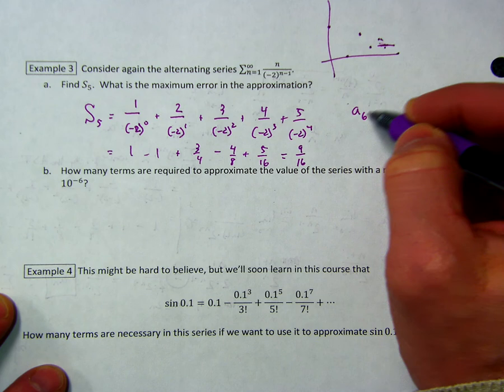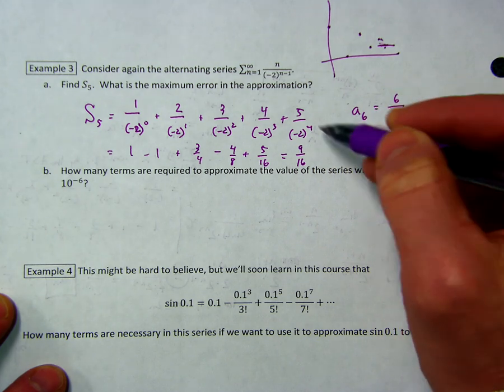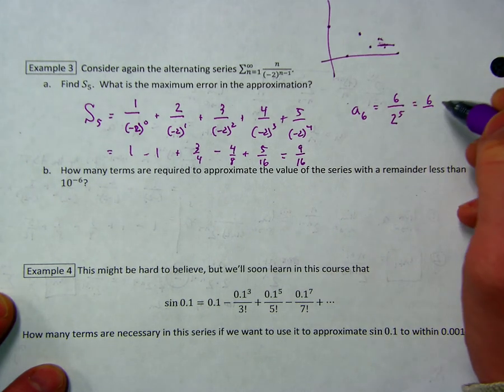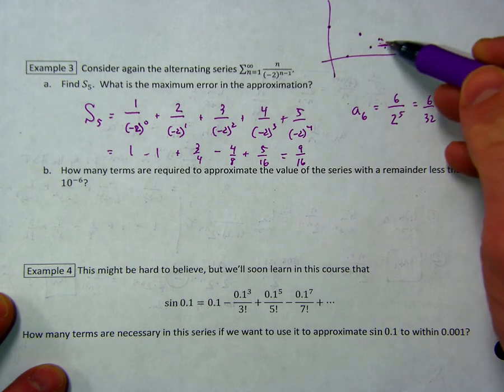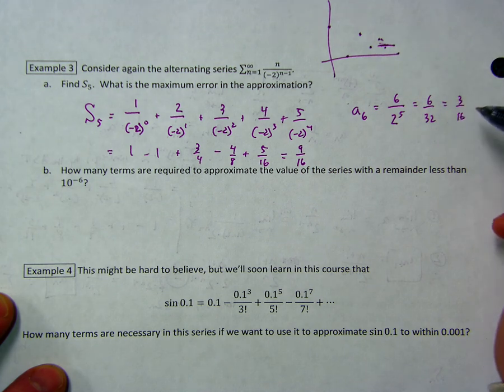So a sub 6, the next one, would be 6 over 2 to the fifth, ignoring the negative part here. That's 6 over 32, or 3/16. That's what we would subtract to get below. So we know our error has to be less than or equal to this.